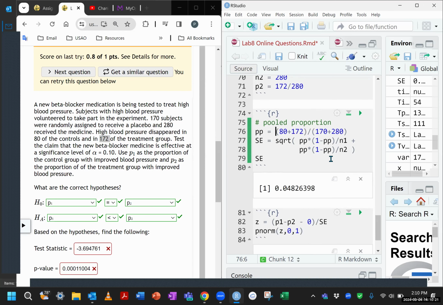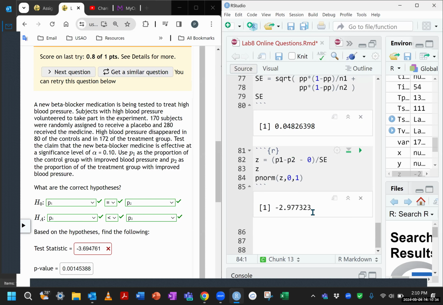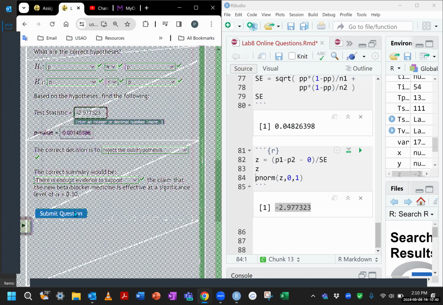So now I'll recalculate my SE, and I'll recalculate my Z and my p-value. Okay, so my p-value is still significant, but what's my Z value? -2. So it looks like I was off because of a missing number. There we go.